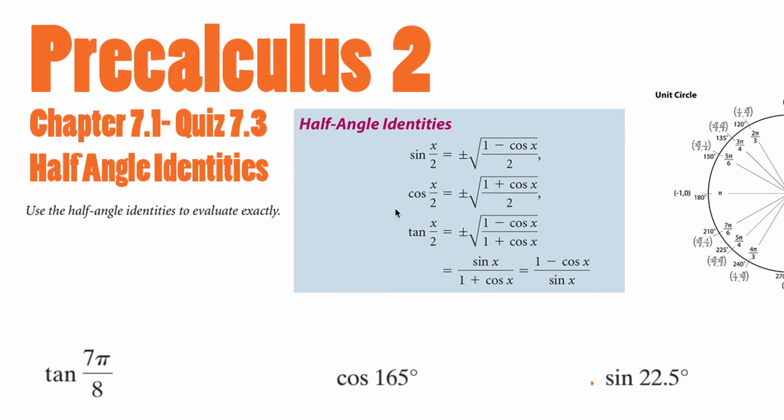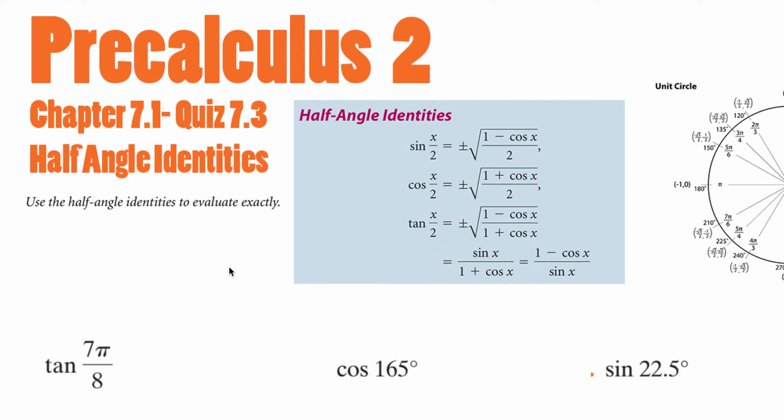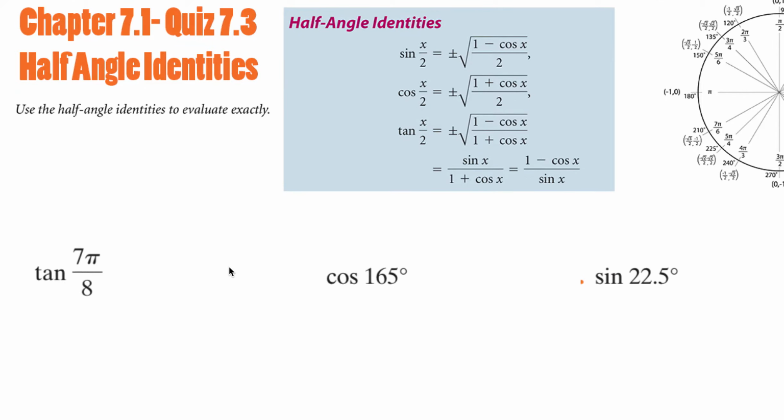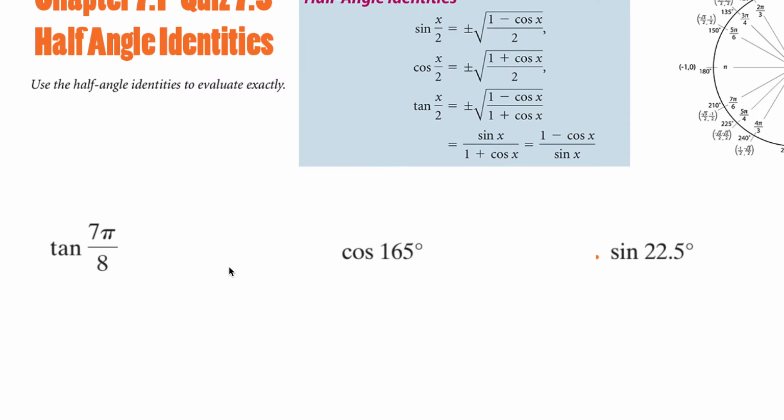In this video, we're going to work with half angle identities. Okay? And then it says use the half angle identities to evaluate exactly. So let's start with tangent, okay? And we have 7 pi over 8.